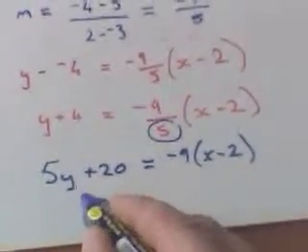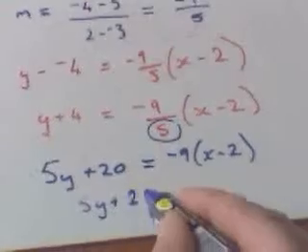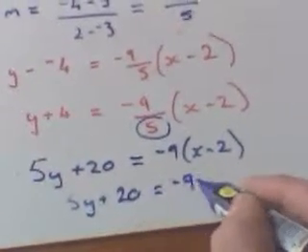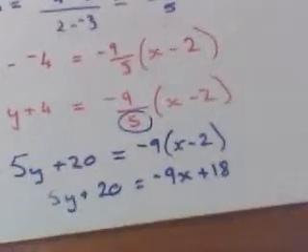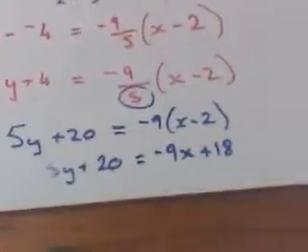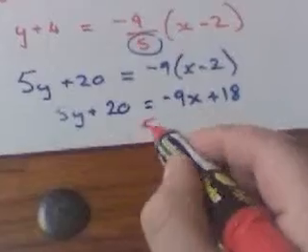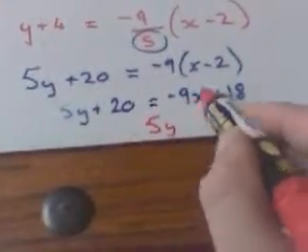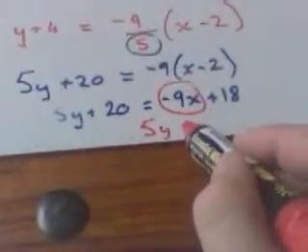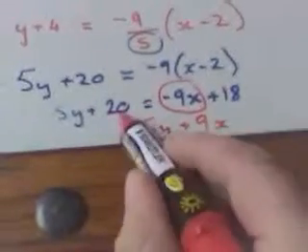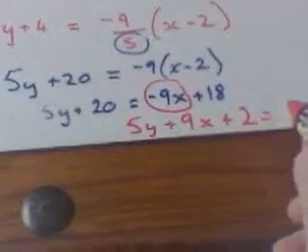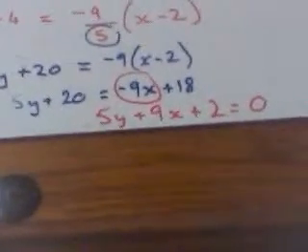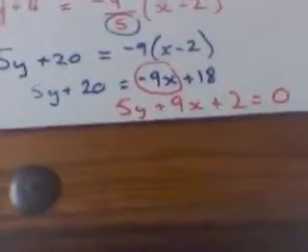Multiply out the bracket gives me 5y add 20 equals minus 9x add 18. And then if I tidy that up a lot more, I could have 5y add 9x, and then 20 take the 18 is add 2, equals 0. So there's the equation of the line.